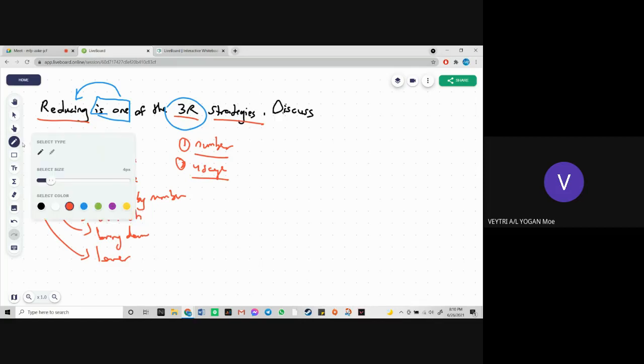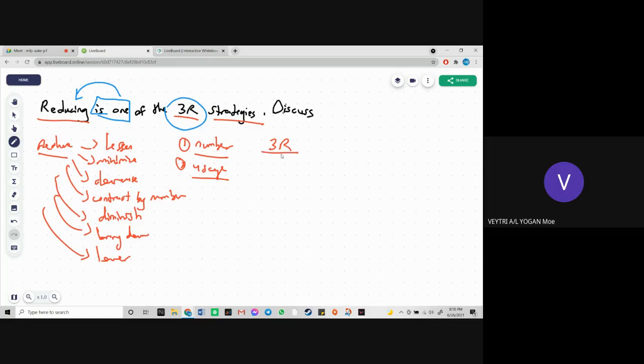Let's move on to the next keyword. The next keyword will be 3R. What do we know about 3R? 3R is reduce. Number 2 is reuse. And number 3 is recycle. It's best for you to write down the 3R according to the question. That's why I wrote number 1 is reduce, because the question given is reduce. If the question were to give me reuse, I'd write that as number 1, so that you know what you are talking about. Because in this question, we are only focusing on reduce.